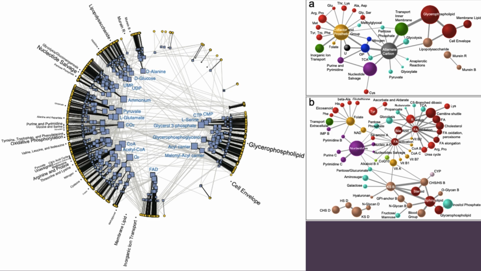In E. coli, the cofactor and prosthetic group biosynthesis pathway is a major hub. It connects to many amino acid pathways, energy metabolism, and nucleotide metabolism.